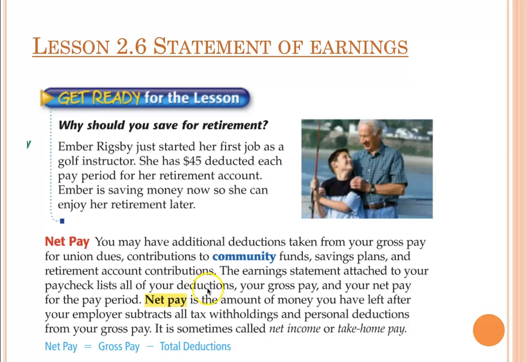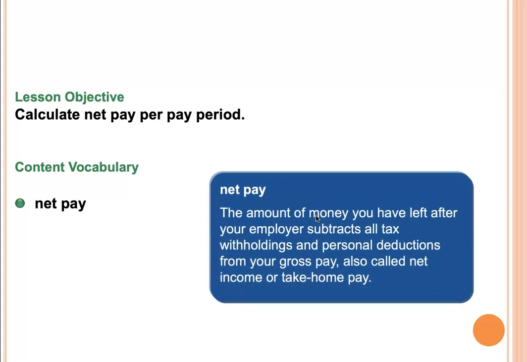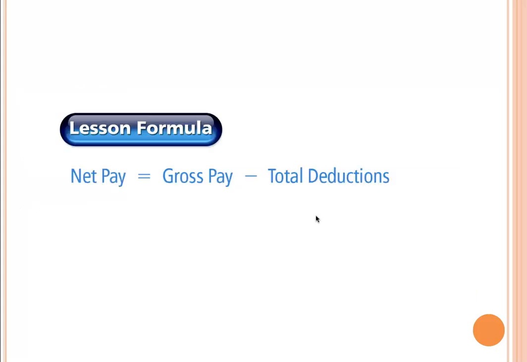Your net pay is the amount of money you have left after your employer subtracts all the tax withholdings and personal deductions from your gross pay. It is sometimes called net income or take-home pay. So the objective of this lesson really is to calculate the net pay. We're going to be given gross pay, you're going to subtract all the deductions and find the net pay. So just a reminder, you're pretty much going to take your gross pay, subtract your total deductions, and get your net pay.